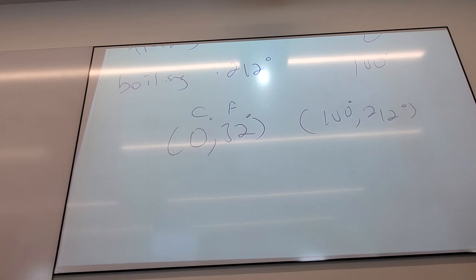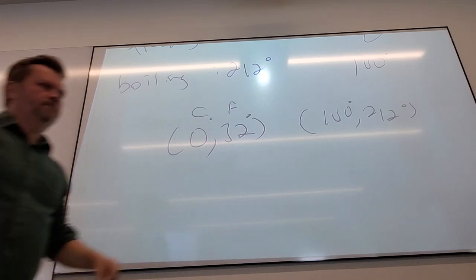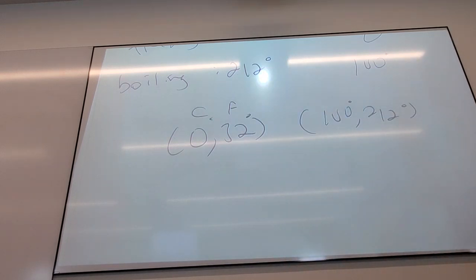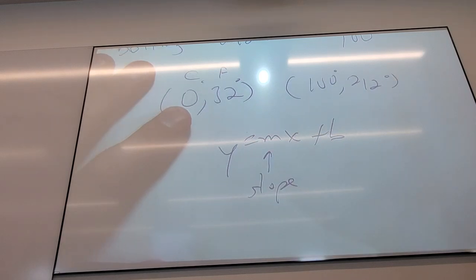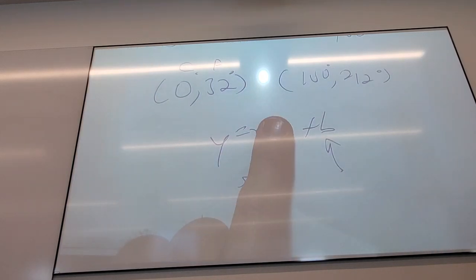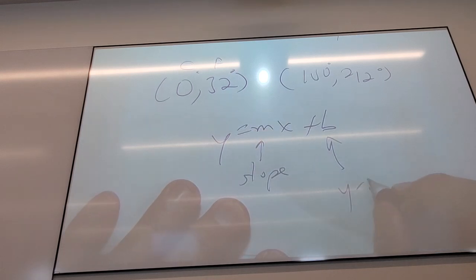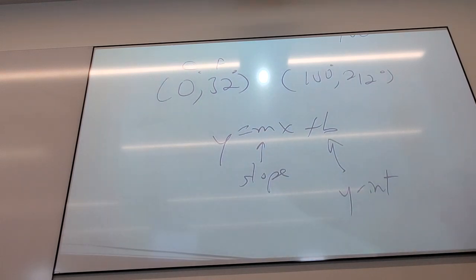Does anyone remember the number on the x-axis where it's 0? Okay, so y equals mx plus b. M is the slope. And b, if I make x 0, y is b. Do you guys see that? So that was the y-intercept. Okay, this is sort of coming back.